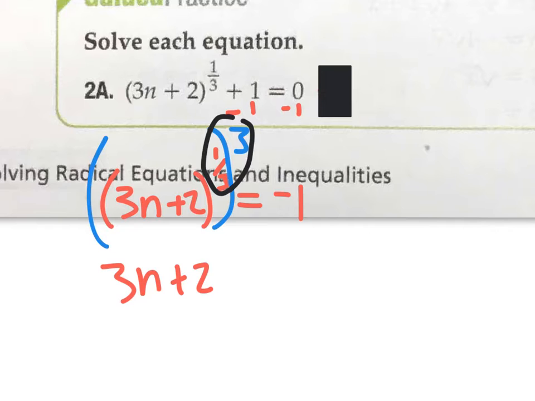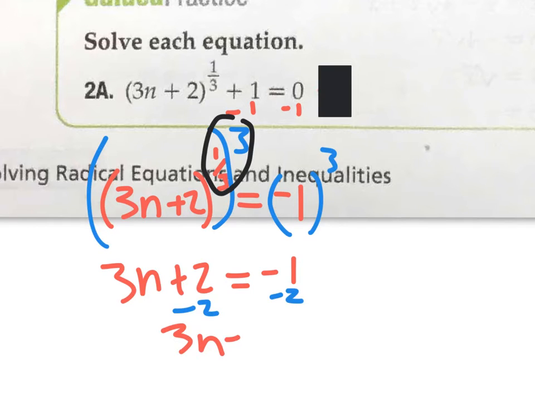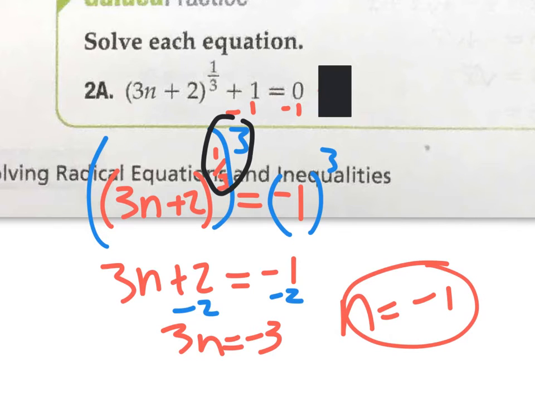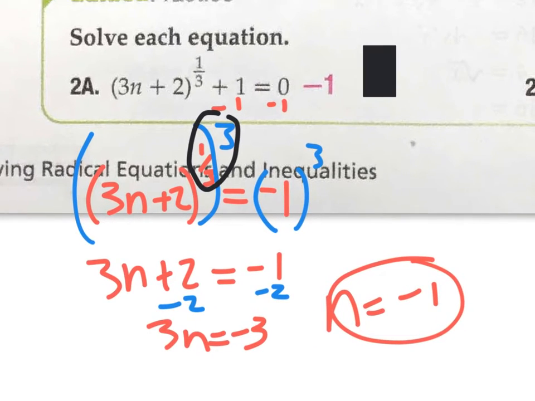You end up with a nice, beautiful 3n plus 2. But of course, what you do to one side, if you did the 3rd power on the left side, you have to do the 3rd power on the right side. Now that is a -1 to the 3rd power. -1 times -1 is +1 times -1 takes you back to a -1. Now you just solve. So you're going to subtract 2 here, subtract 2 there. You're going to have 3n equals -3, which means n equals -1 when you divide both sides by 3. And if we check our answer right here on the teacher edition, yeah, your answer is -1.